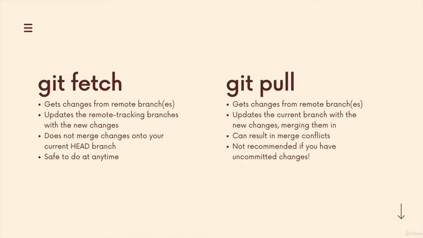Git pull, on the other hand, also gets changes from remote branches, but it updates the current branch with the new changes, merging them in. And it can result in merge conflicts. It is not safe to do it anytime, meaning that you can have conflicts. You can have changes integrated into your working directory, conflicting with work that you had been working on. So not recommended to do if you have uncommitted work. All right, so that's fetch and pull.